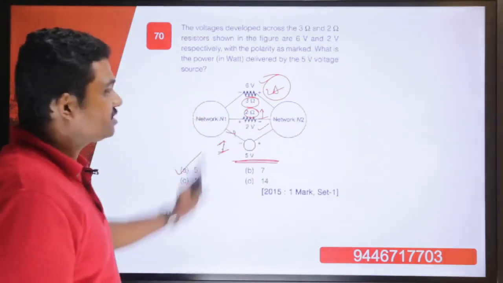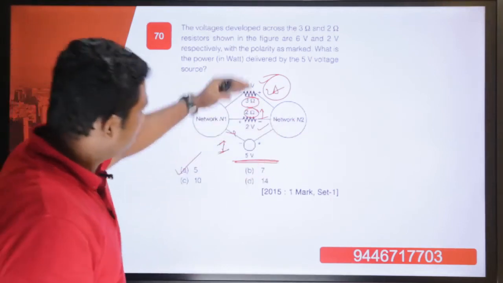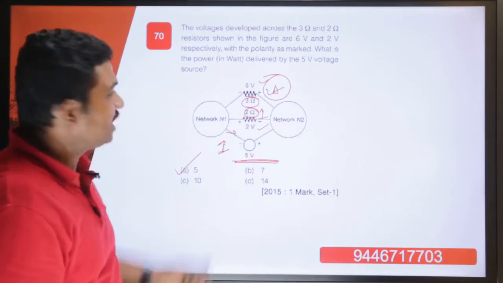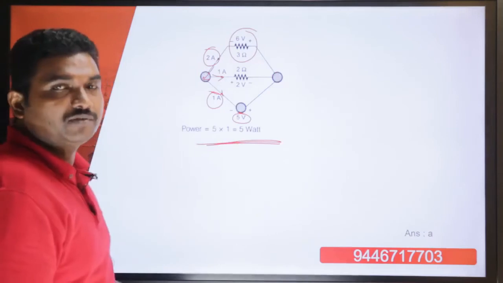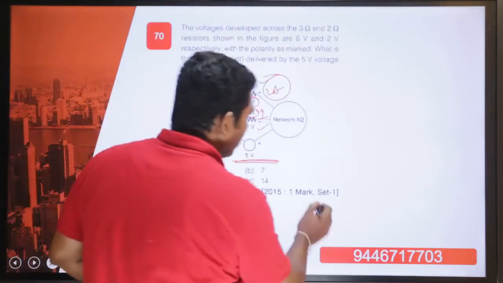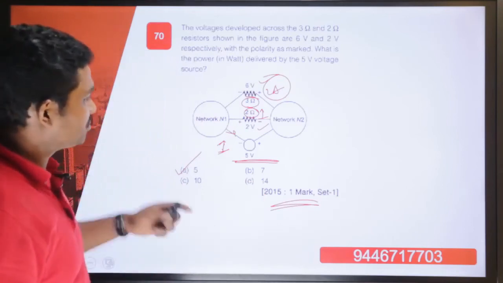Okay. But you just need not bother about what is network N1 and network N2, and you just only focus yourself on these 3 branches, and this is the simplest answer. It is just 5 into 1, which will give you the result as 5, and you will get a 1 mark for GATE examination. So this is so simple.